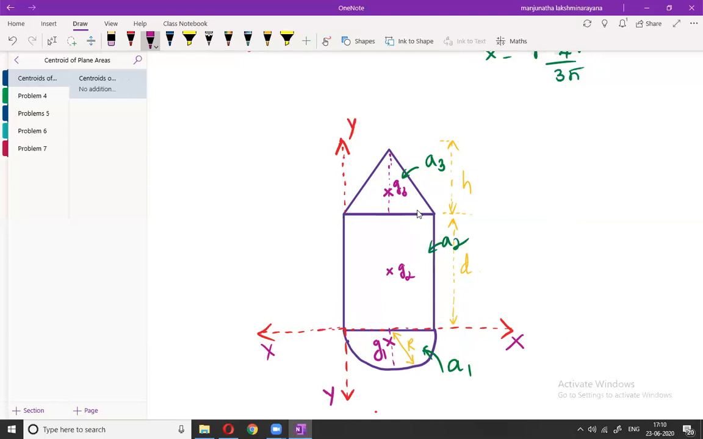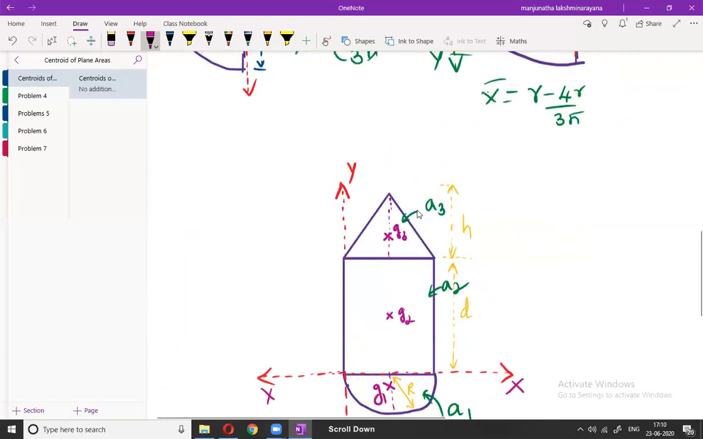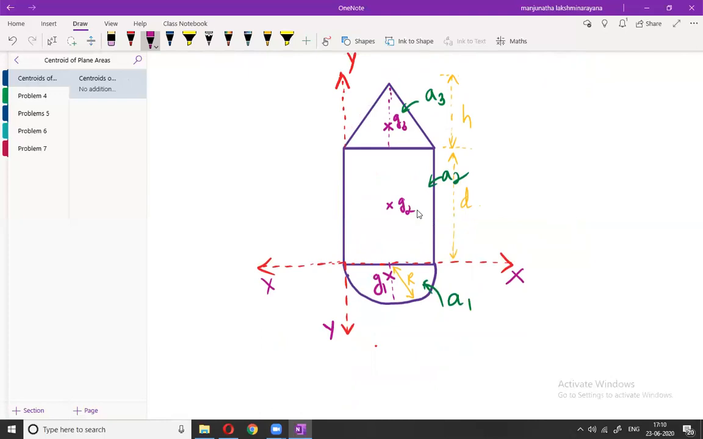Now, for finding out the centroid, you need x1, x2, x3, y1, y2, y3 values. That value can be determined by considering the concepts which we have covered in these figures. Now let us find the distances of these centroids from the reference axis. Firstly, let us consider x1. X1 is nothing but the distance of the centroid of figure 1 from the y-axis. That's nothing but this dimension.